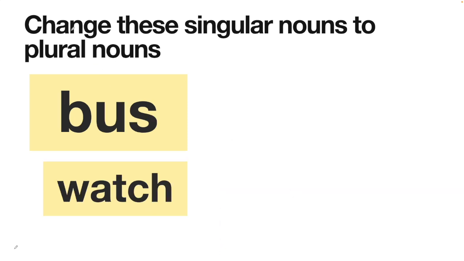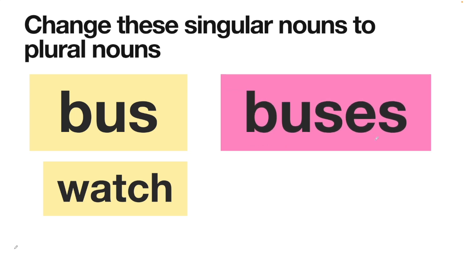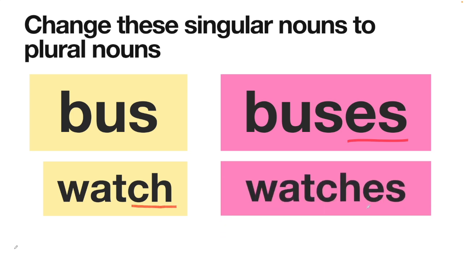Let's do another one. So bus ends with an S, so you add, that's correct, ES, buses. And watch. Watch ends with CH, so you add ES. Excellent. All right. You did great.